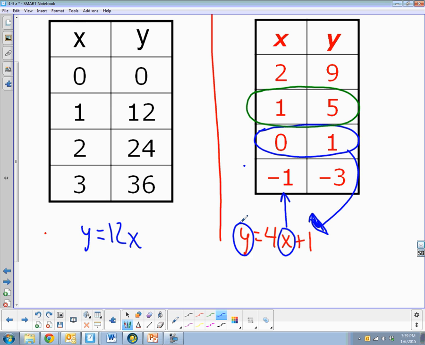So if x was negative 1, 4 times negative 1 is negative 4, plus 1 is negative 3. Perfect. That's what I want my y value to be. You can check it for the top one too. If x was 2, 4 times 2 is 8, plus 1, 9. Perfect. So my equation then, y equals 4x plus 1.